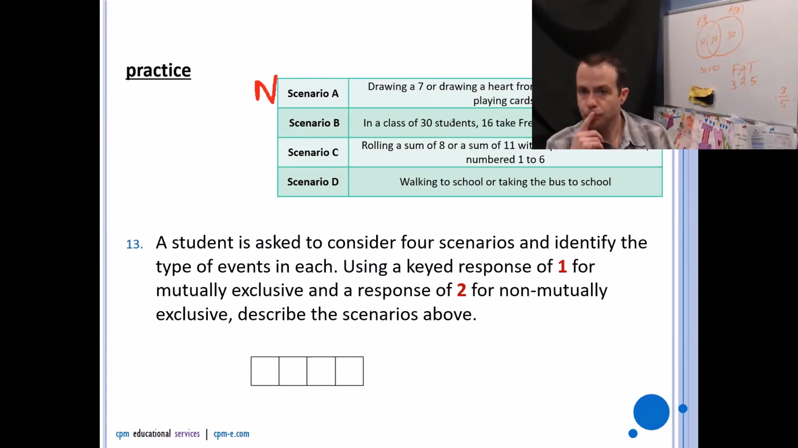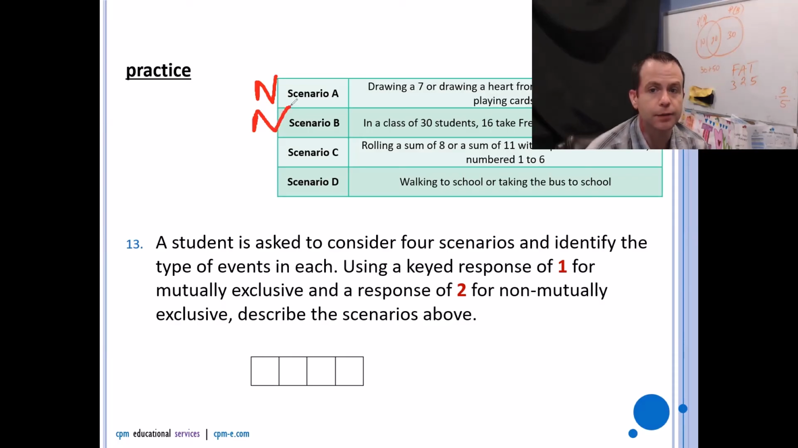Scenario B, in a class of 30 students, 16 take French and 21 take Spanish. Okay, so 30 students, what's 16 plus 21? What I need you to see there, 16 plus 21 is more than 30. Think back to set theory, okay? If it's more than 30, that means there's an overlap there. There are students taking both French and Spanish at the same time. So they are not mutually exclusive because there is an overlap, okay?